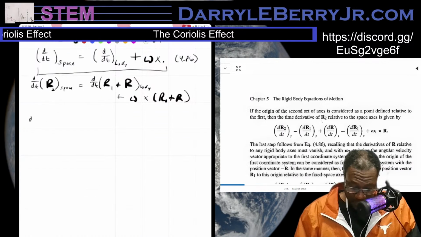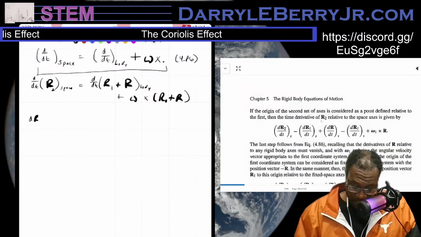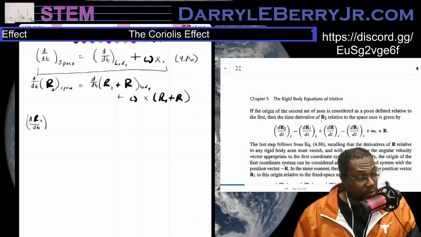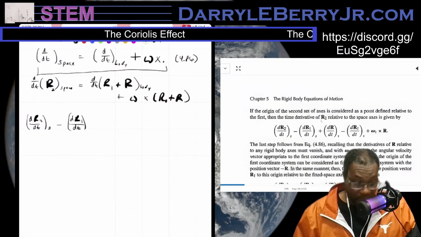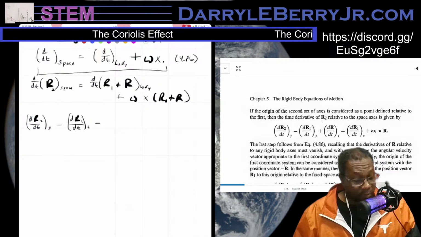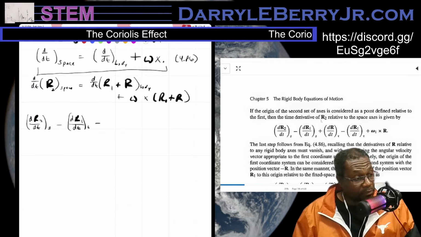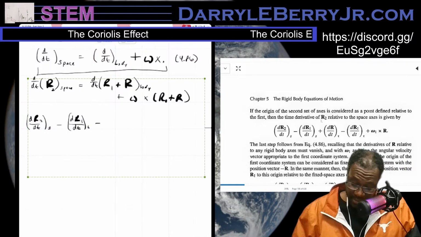This becomes dr2/dt minus dr1/dt in the body. How do you get that? I have to ask.